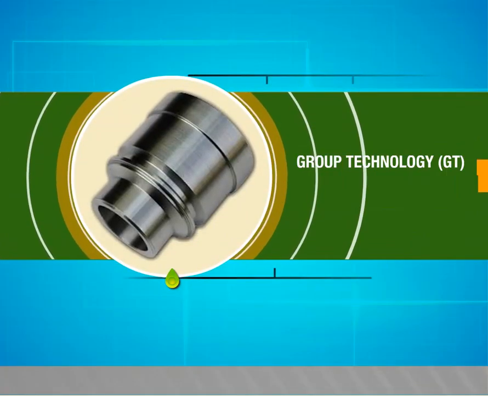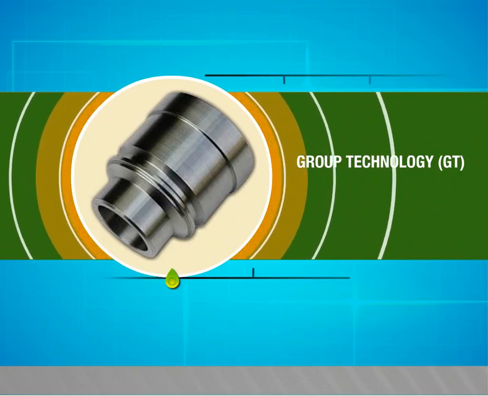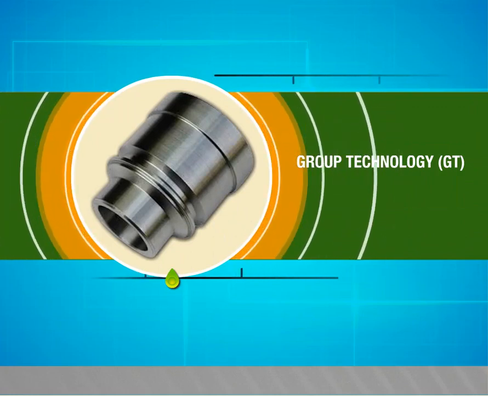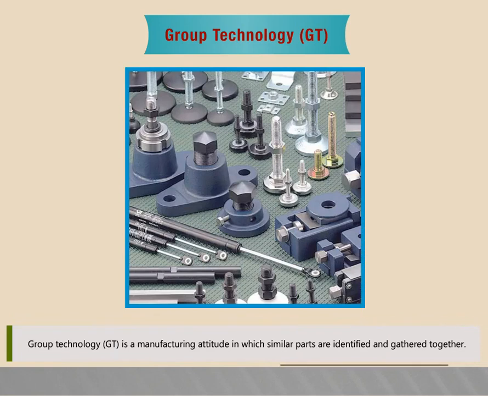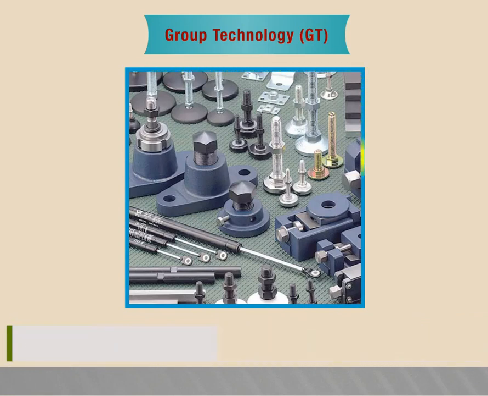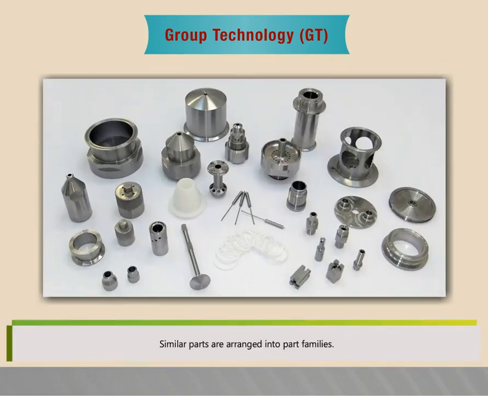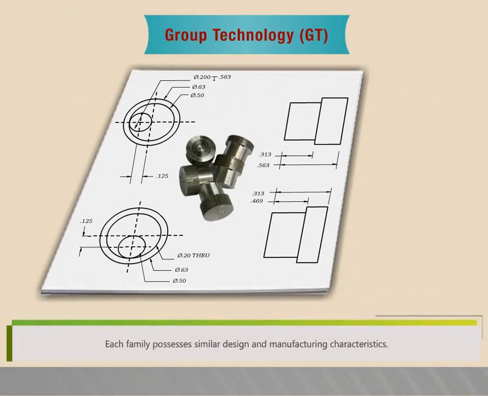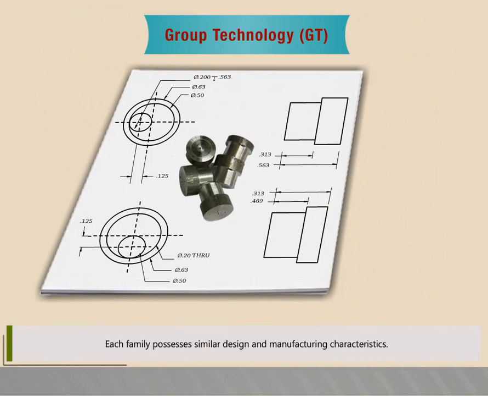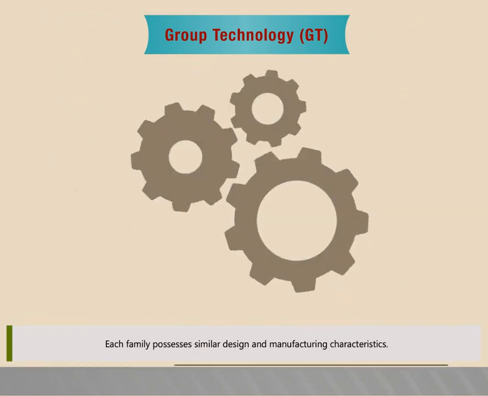Group technology, that is GT. In this video, we are going to see about the group technology, that is GT. Group technology is a manufacturing attitude in which similar parts are identified and gathered together. Similar parts are arranged into part families. Each family possesses similar design and manufacturing characteristics.